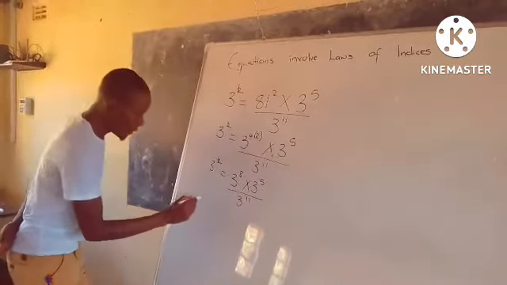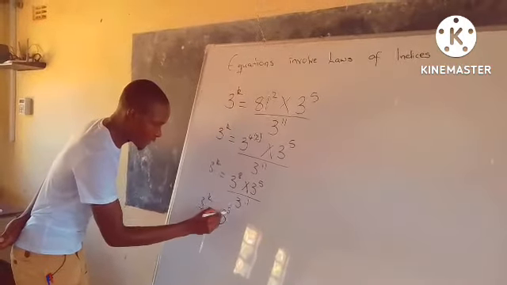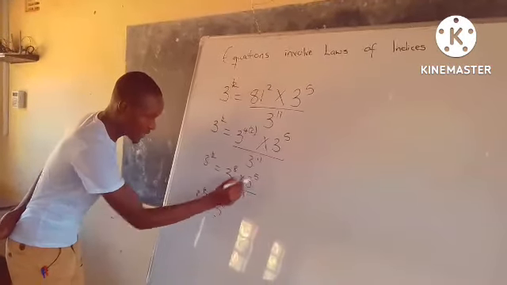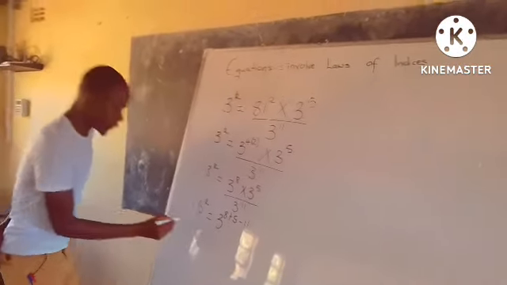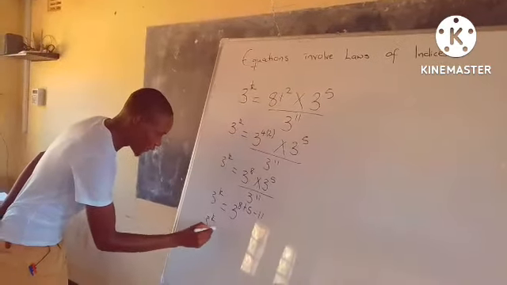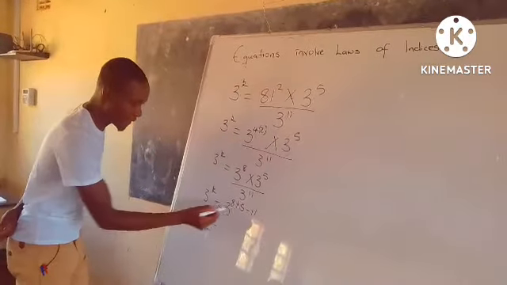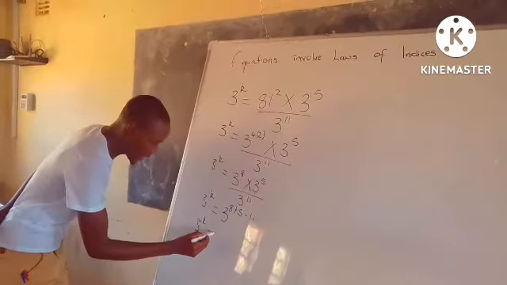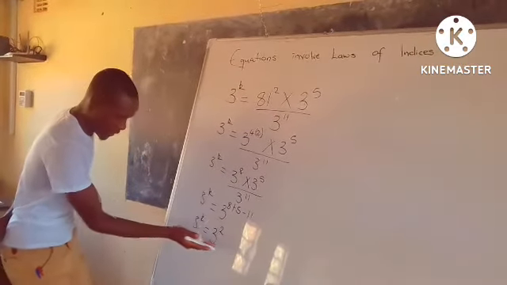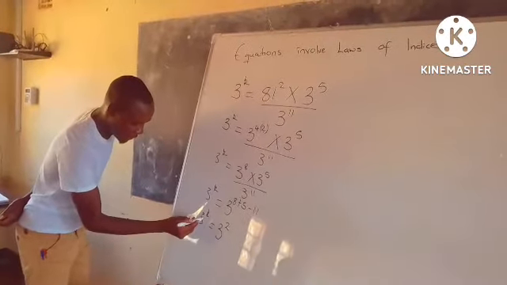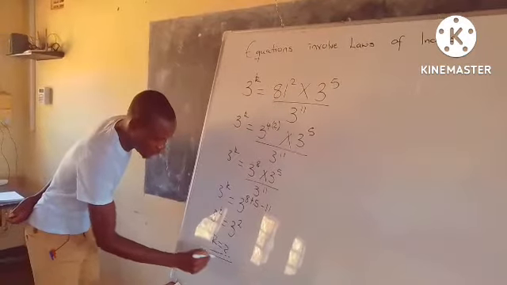So 3 to the power of k is equal to 3 to the power of 8. Under multiplication, we add here 5. Then under division, we subtract 11. So we are remaining with 3 to the power of k is equal to 8 plus 5, we get 13. 13 minus 11, we get 2. So if we reach this point, we know basically we are just picking the powers. So our k is equal to 2.